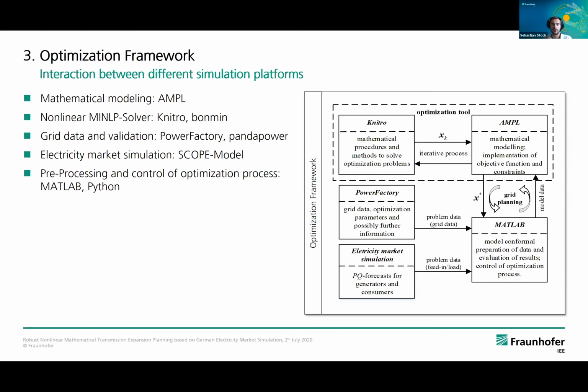Then, for pre-processing and control of the optimization process, we use MATLAB, and here you can also use Python. MATLAB is combining all the data coming from PowerFactory and from the market simulation, and builds up the model preparation of the data and controls the process. So between MATLAB and the optimization tool, the grid planning is happening.